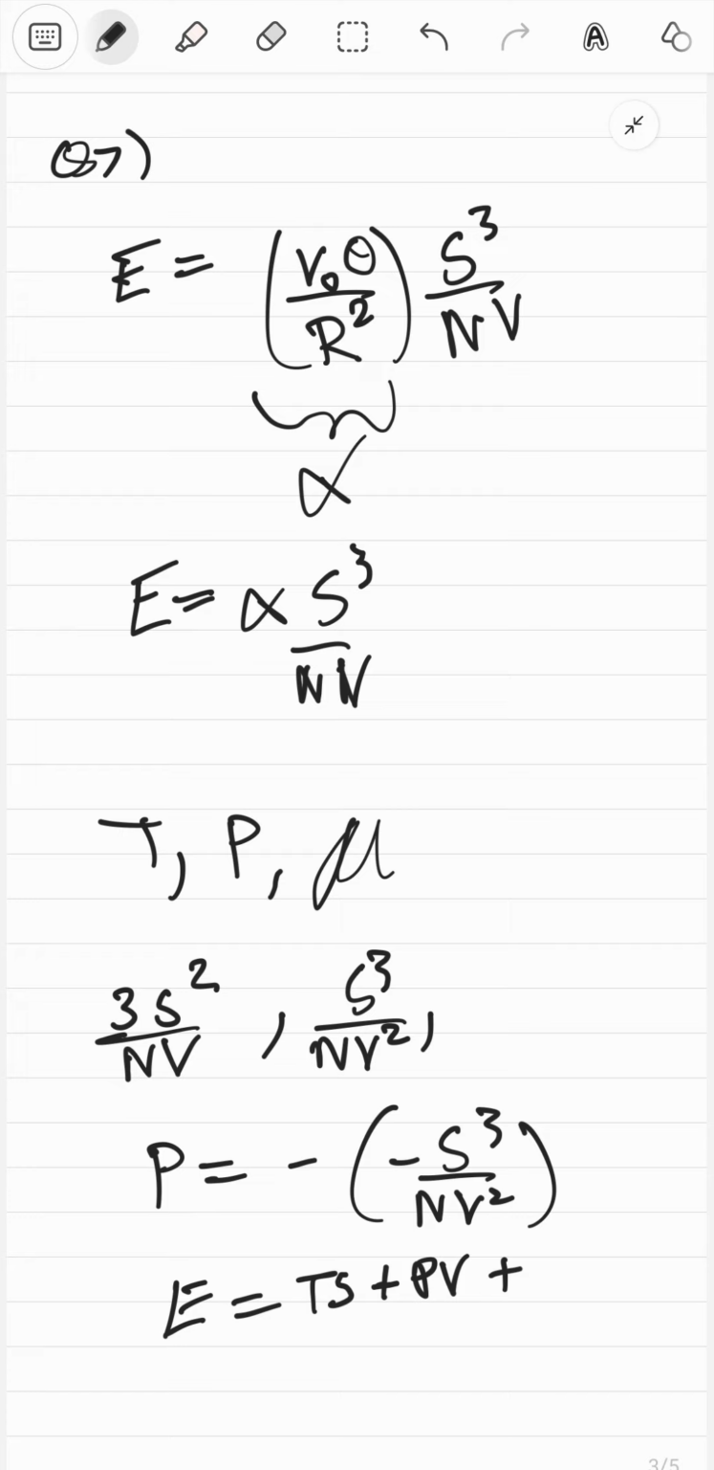Okay, so this messed up. So H is just U plus PV minus TS, right? So this is supposed to be minus TS minus PV plus mu times N, right? So essentially we're saying mu is just E minus TS plus PV. So yeah, that's probably a better way of doing it.